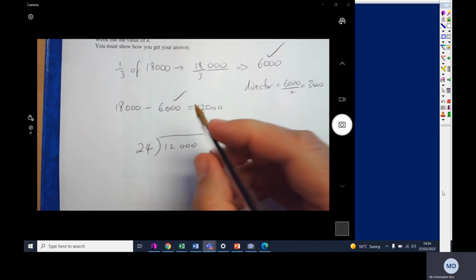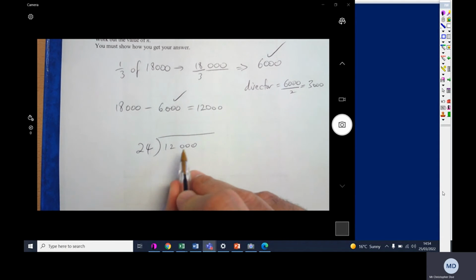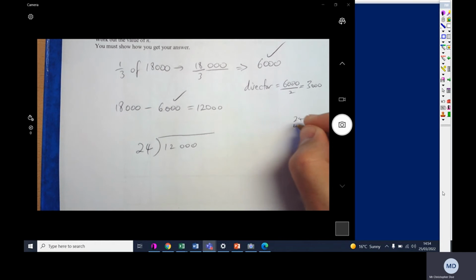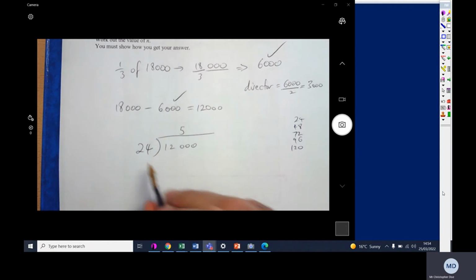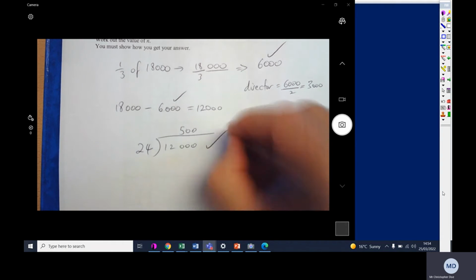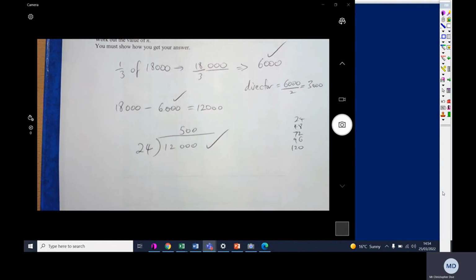So 24 into 12 doesn't go. So I'm going to do 24 into 120. You might not know your 24 times table, so you might have to keep adding 24. Write these down. It's exactly 5 times 24 is 120. 24, 0. So it's £500. So there was a mark for trying to divide by 24. That's 3 marks so far.